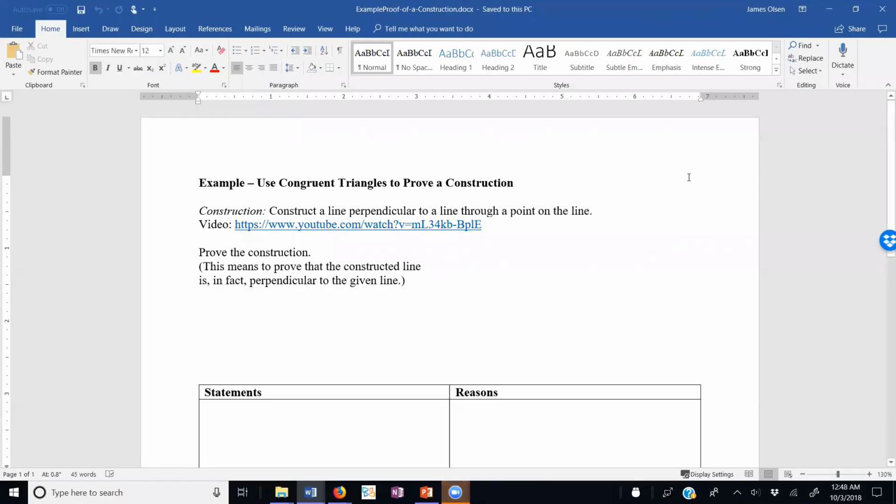So this is our main example for this video. We're going to be using congruent triangles to prove a construction. The construction is to construct a line perpendicular to a line through a point on the line, as we saw in the video. And we want to prove that the construction is valid.